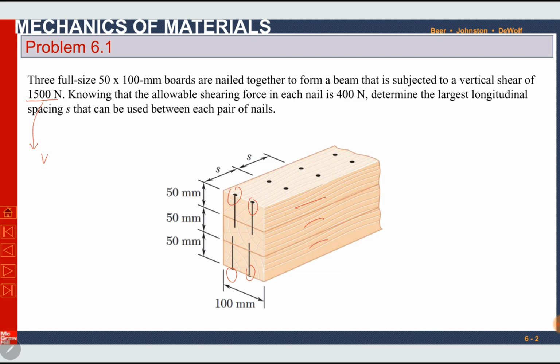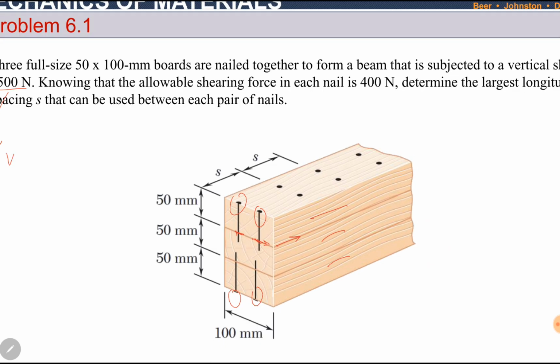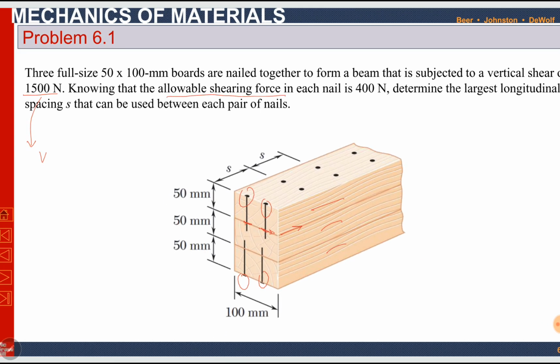Knowing that the allowable shearing force in each nail is 400 Newton. So in each nail, the allowable shearing force is 400 Newton. It means the force in the nail will always be in the horizontal direction, either this one or this one. You can call it the horizontal shear force, denote it with H or F. It is 400 Newton.